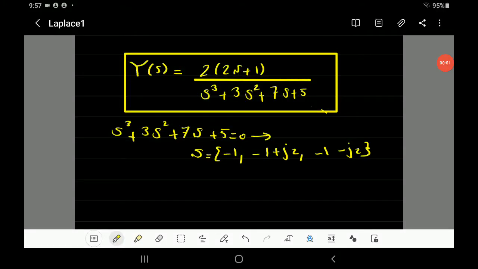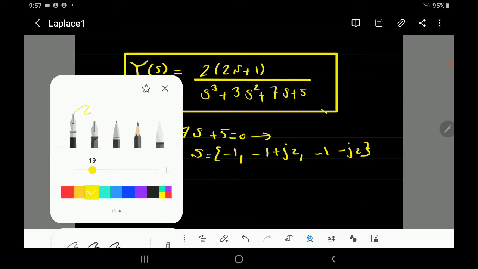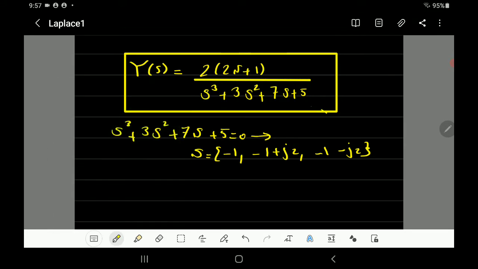Hi, this lecture of the series is how to find the inverse of Laplace transform. In front of us here there's an example: Y of s is equal to 2 times (2s plus 1), and the denominator is s cubed plus 3s squared plus 7s plus 5.